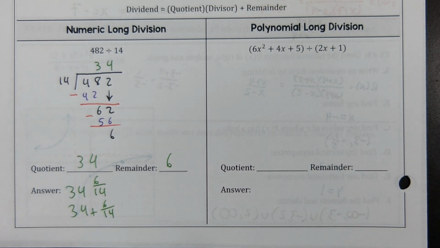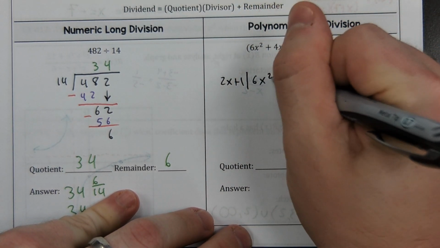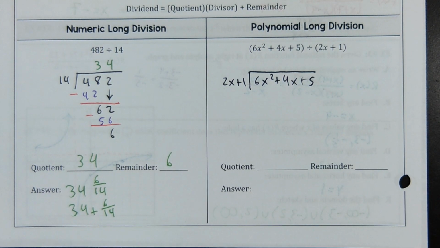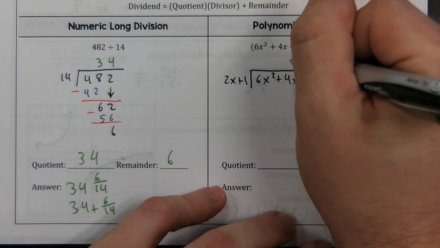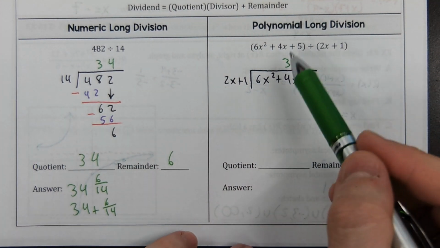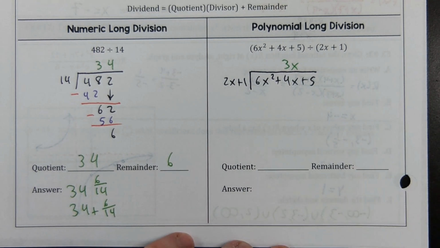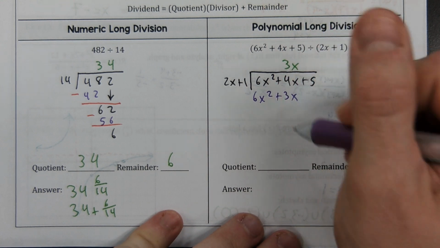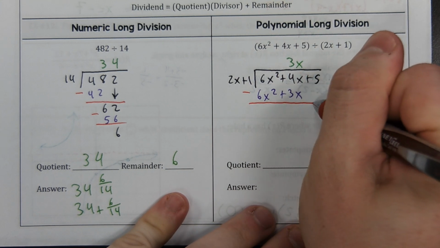Okay? Here we go. 2x plus 1 going into 6x squared plus 4x plus 5. I need this 2x to become a 6x squared. What do I have to multiply 2x by to get 6x squared? 3x. Take the 3x and multiply it to the 2x plus 1. Kind of like how you took this 3 and you multiplied it to the 14. Anyway, take this 3x and multiply it to the 2x plus 1. And what you'll get is 6x squared plus 3x. And then subtract straight down.